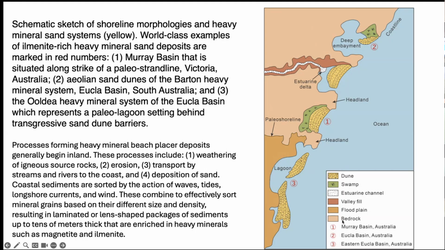And these are just interpreting the environments at which these 3 deposits were formed. The Murray Basin here is seen as kind of a beach between a couple of headlands. The Eucla Basin is seen as something that's sort of a peninsula forming against a coastline where it goes into a deep embayment. And then the Eastern Eucla Basin, some kind of a barrier bar system.